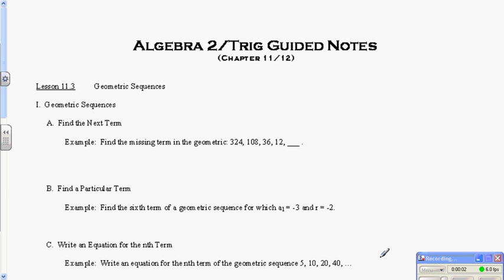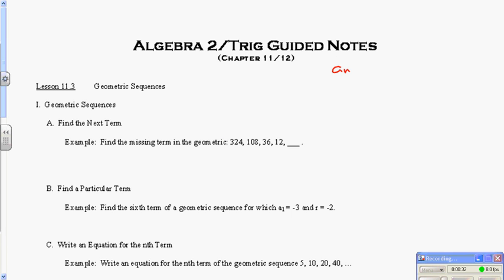Lesson 11.3, geometric sequences. We've talked about arithmetic sequences, arithmetic series. Now we're going to talk about geometric sequences and then geometric series. Geometric, unlike arithmetic, is a sequence created by multiplying a term by a common ratio, or a constant ratio, to create the next number in the sequence.